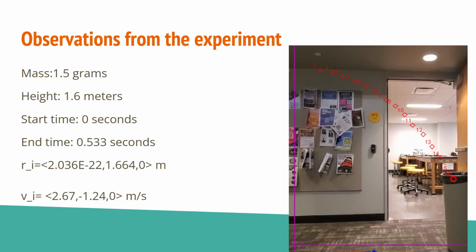Observations from the experiment. The mass was 1.5 grams. The starting time was 0 seconds and the end time was 0.533 seconds. The initial position was 2.036e-22, 1.664 meters, and the initial velocity was 2.67, 1.24 meters per second. And this was calculated using V equals delta R over delta T.